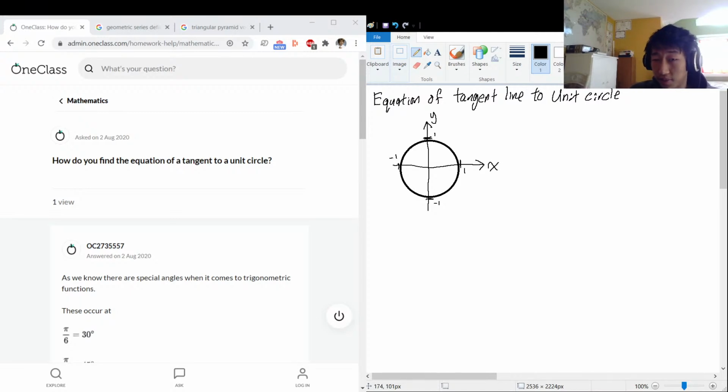So the equation of a unit circle is x squared plus y squared equals 1. That's the equation of this unit circle. So, for example, this point here is (1, 0). That would be x equals 1, squared, plus y equals 0, squared, so that's just 1 equals 1, makes sense.